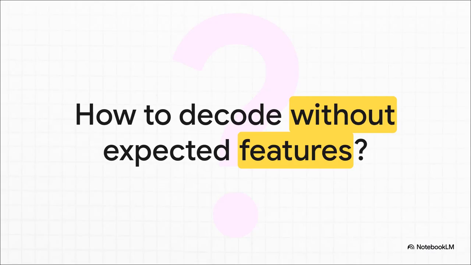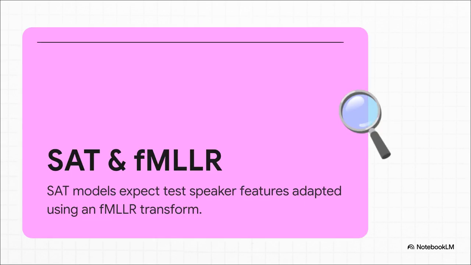So, let's set the stage here. Imagine I hand you an audio file from a brand new speaker and I say, hey, run this through our best system. Sounds simple enough, right? Well, there's a huge catch. Our best model actually expects the audio features to be perfectly adapted to that specific speaker's unique voice characteristics before it even attempts to decode the words. So you might be wondering, how on earth do you decode an audio file when the model expects features you literally don't have yet? To really understand the trap we're in, we need to quickly define two absolutely crucial terms.